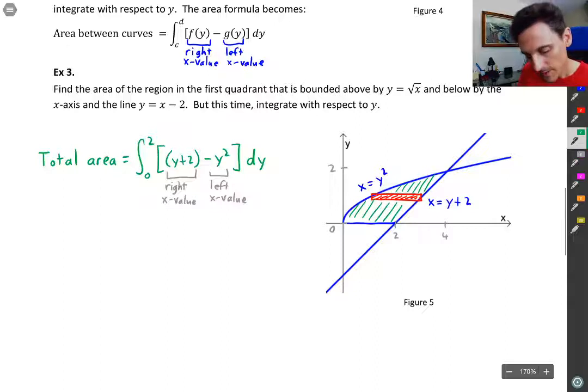All right, so let's finish this integral off. Here I'm just going to jump in and do it. So we got y squared over 2 plus 2y minus y cubed over 3 from 0 to 2. Plug in the 2.